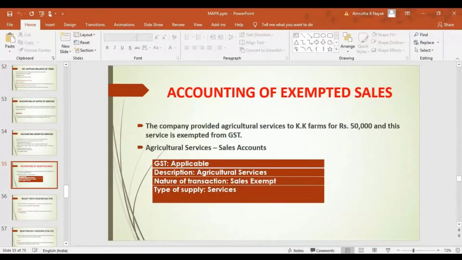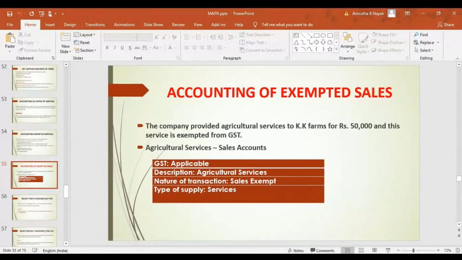Accounting of exempted sales. The company provided agricultural services to KK Farms for rupees 50,000 and this service is exempted from GST. So agricultural services sales account, GST must not be applicable. Description: agricultural services, nature of transaction will be sales exempted, type of supply will be services. You'll do this practical and we'll do it.